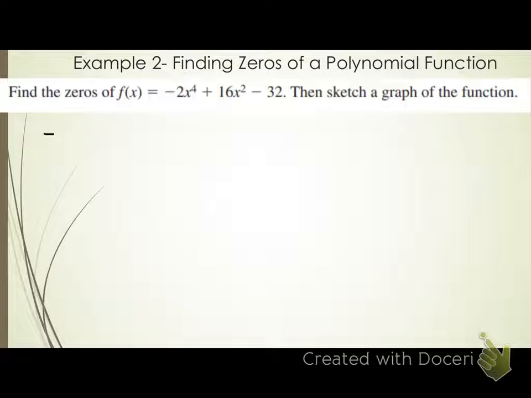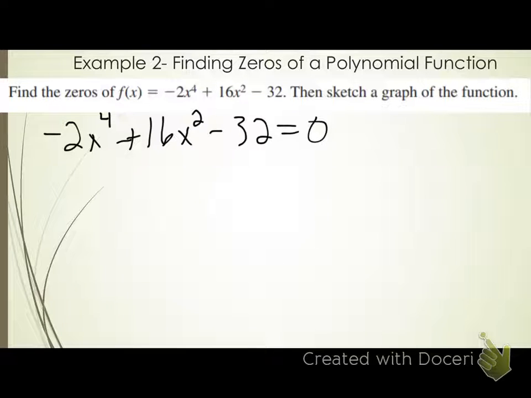So I'm going to take my function, set it equal to 0 and solve it. What's the very first step when I'm factoring? Check to see if there's a GCF. Do I have a GCF here? What is it? 2. How about we pull out a negative 2 to make our leading coefficient positive? Everyone okay with that?